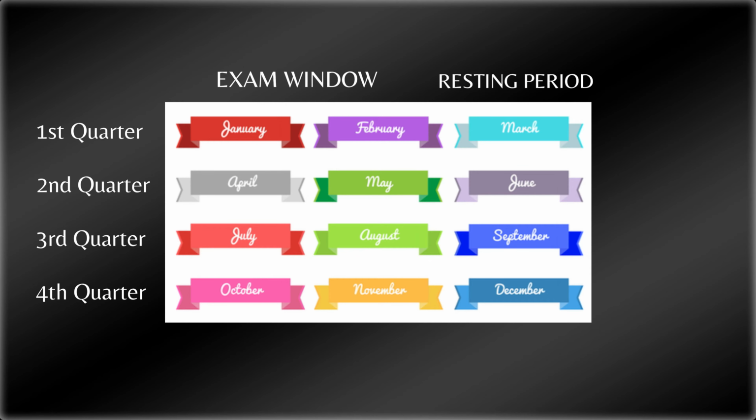So for example, in the first quarter, in this case the calendar year, January and February, you have the option of giving the exams, but not in the month of March. In March, it's a resting period. The CPA body is correcting the exams of all those who gave the exams in Jan and Feb. Similarly, April and May, it's open. You can't give any exam in June. So on and so forth. One very important thing.